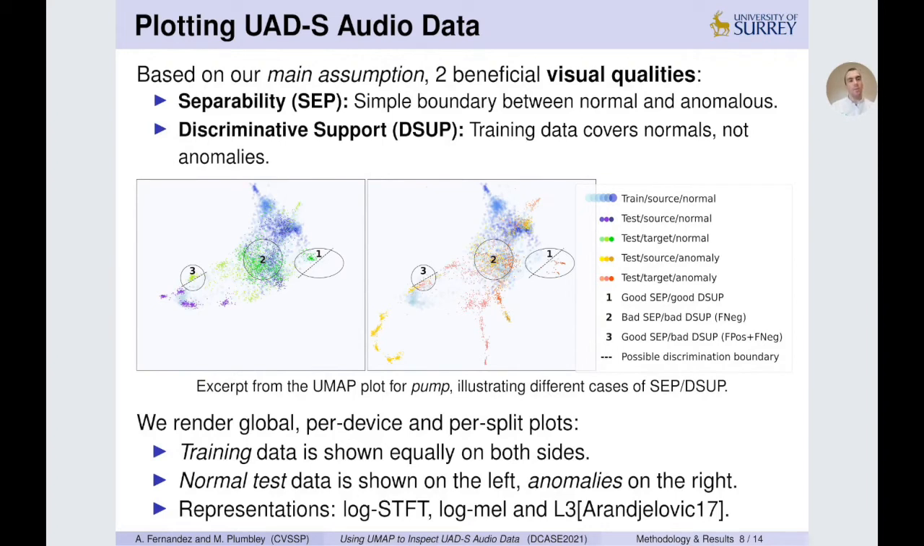On the contrary, region 2 appears completely mixed, so it lacks separability and discriminative support, and region 3 has good separability but bad discriminative support.